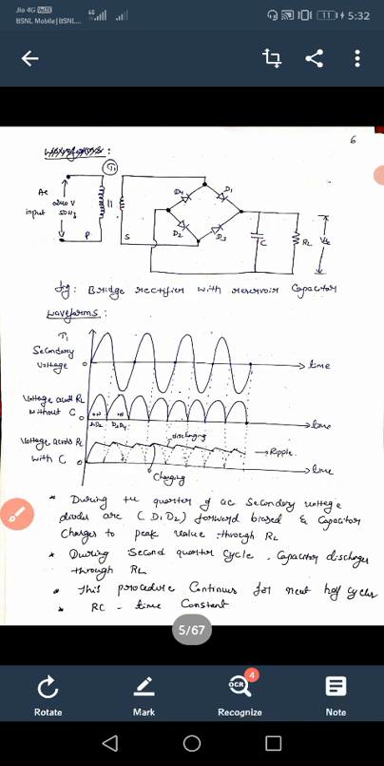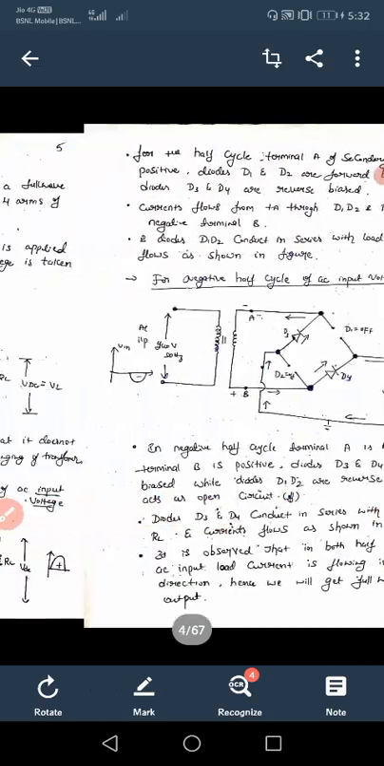What is that? For positive cycle and negative cycle, you have to write the first diagram, which consists of 4 diodes, very important, and these waveforms. This is the first question which will give you 8 marks. Then what is the next question?